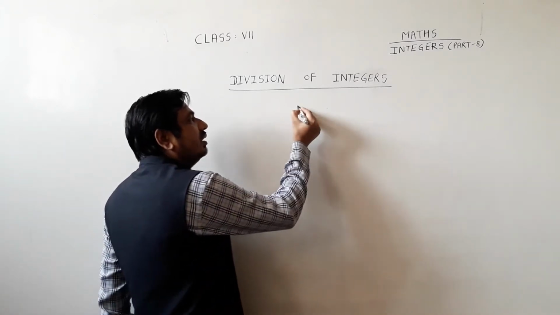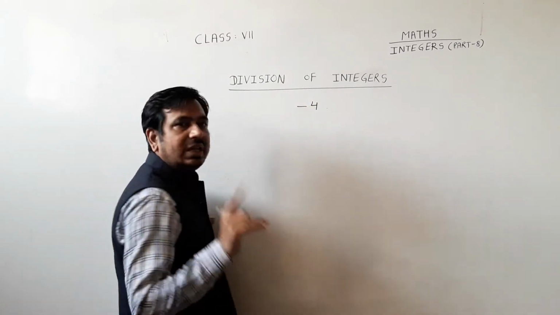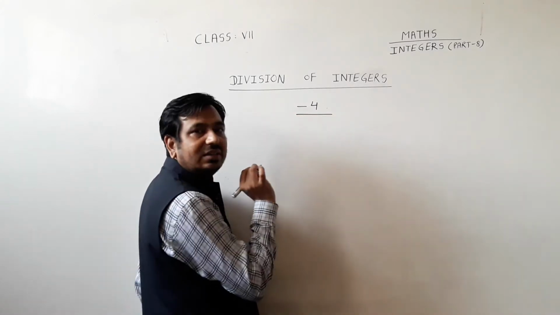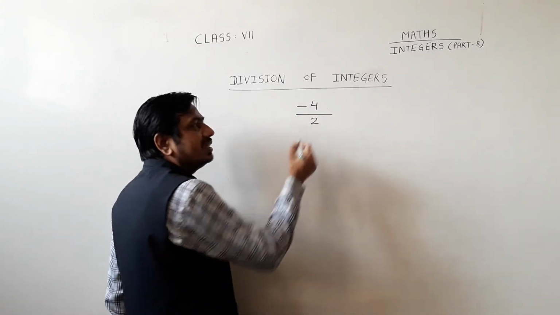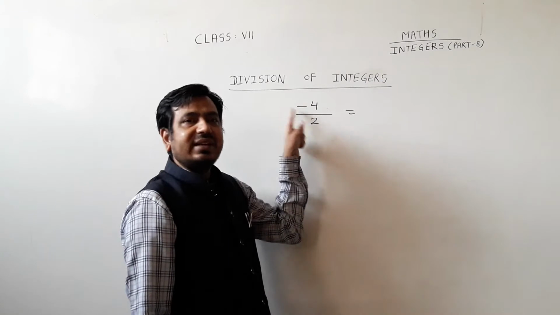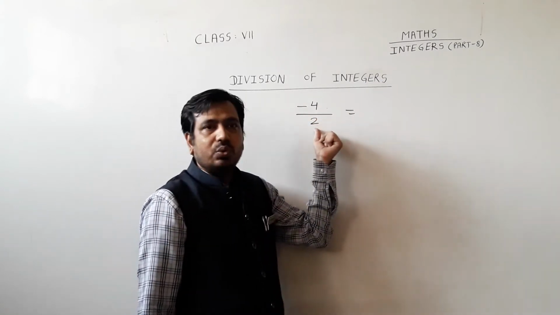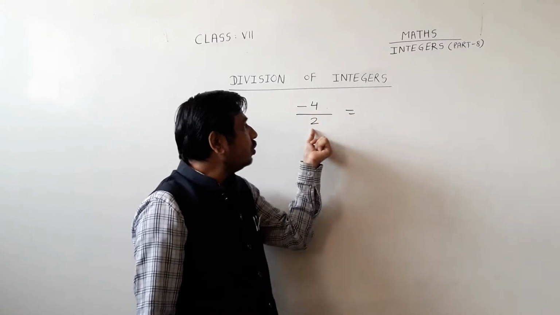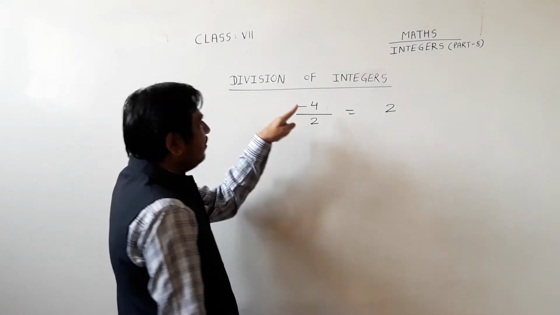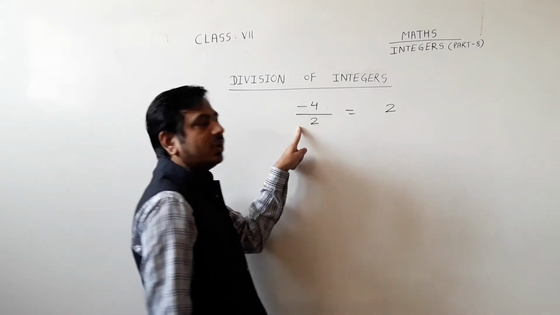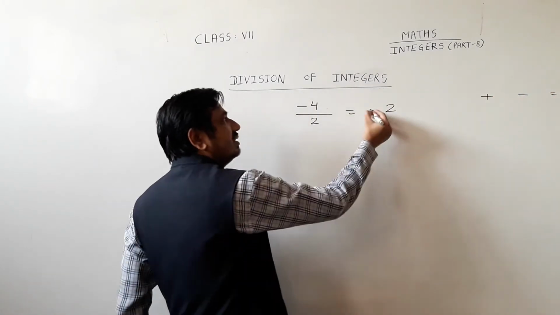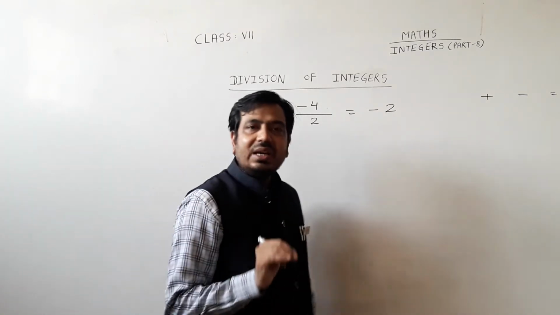Class, look here. Minus 4 is an integer, you know. Now class, suppose it is divided by 2. 2 is another integer. Forget the sign first. First you divide 4 by 2, and you get 2. And class, now the sign. Look, this sign is negative and this is positive. So recall, plus minus, the resultant is minus. Then the sign is minus.